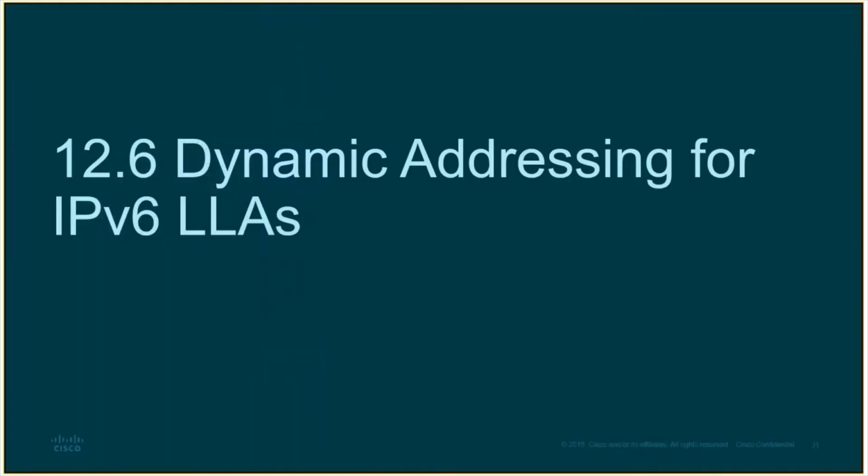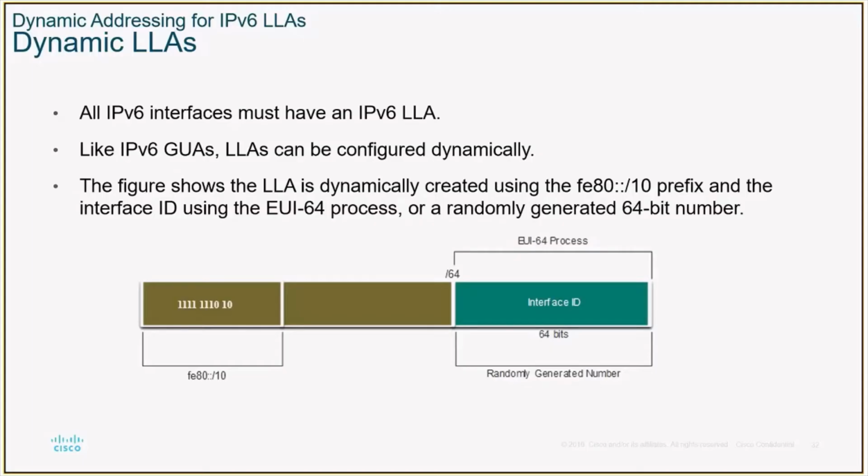All right. So dynamic addressing for IPv6 link-local addresses. Again, basically it's the same process as we did for the global unicast addresses. All IPv6 interfaces must have an IPv6 link-local address, and so they are configured dynamically. Of course, they all start with FE80, and then the last 64 bits are going to be either EUI-64 or a randomly generated number again.